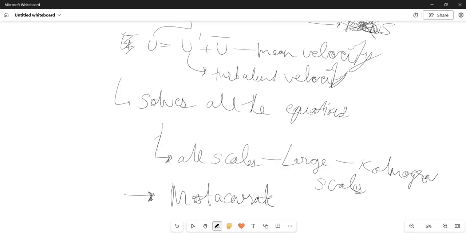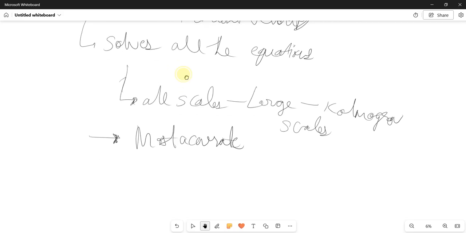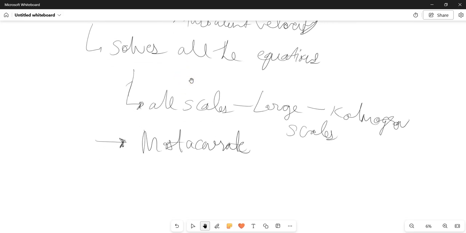Why is it most accurate? Because you're literally solving the equation as it is. You're not averaging it, so there are no approximations. You're directly solving, and you're resolving for all scales. So in LES, you are only resolving large scales, and you are just modeling the tiny ones, and the medium and tiny, and the Kolmogorov scales. So here you are resolving all scales, and you're solving equations related to all of them. So this is the most accurate turbulent model, but again, what is the trade-off?